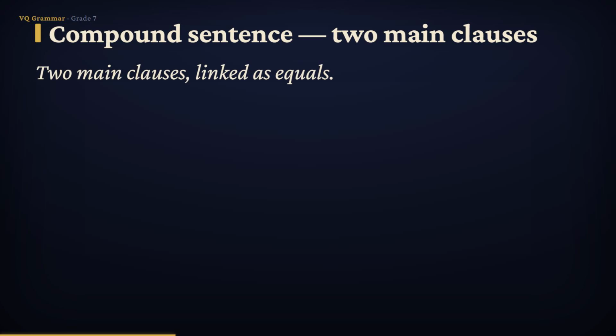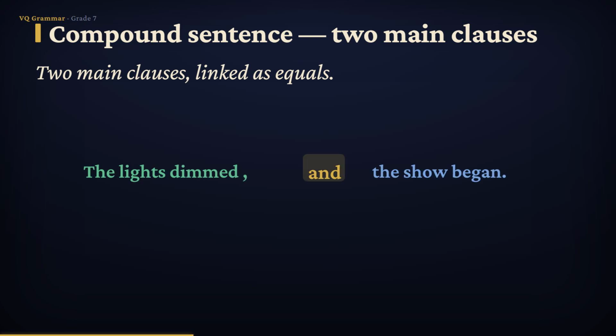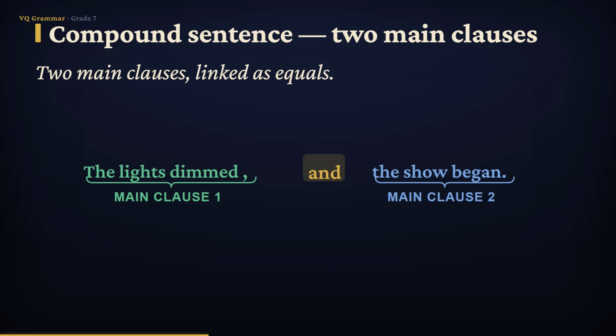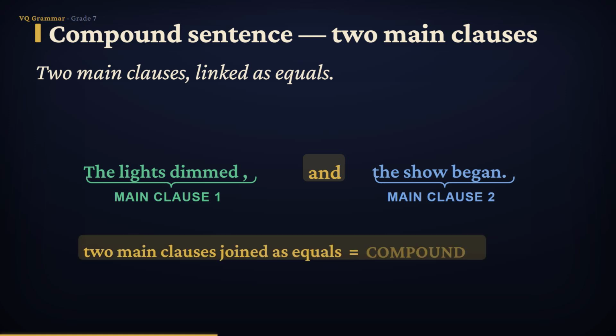Now for the heart of the lesson, the compound sentence. A compound sentence is two main clauses joined together. Each clause could stand alone, but we link them because their ideas belong side by side. Listen. The lights dimmed and the show began. Pull it apart and you find two complete sentences hiding inside. The lights dimmed is one main clause. The show began is the other. We joined them with a comma and the word and. So a compound sentence takes two clauses that could each stand on their own and joins them as equals.